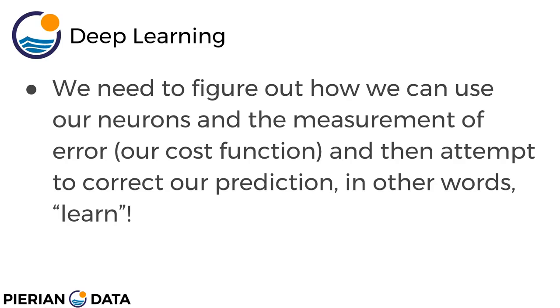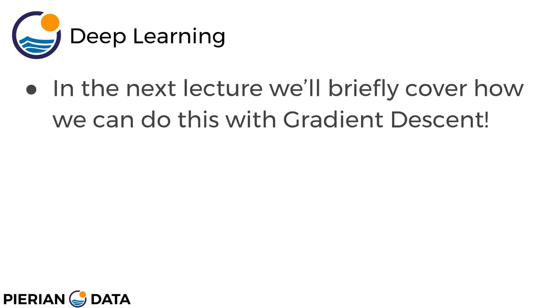So again, so far we understand the neurons, the perceptrons, how we can link them together to get a neural net, and we also understand that we have these cost functions that are essentially measurements of how off we are, how wrong we are, what our error in general is. Now that we have these two key components, we need to understand how to actually fix that error. In the next lecture, we're going to briefly cover how we can do this with gradient descent, which is probably a term you've heard before if you've ever read anything on machine learning.